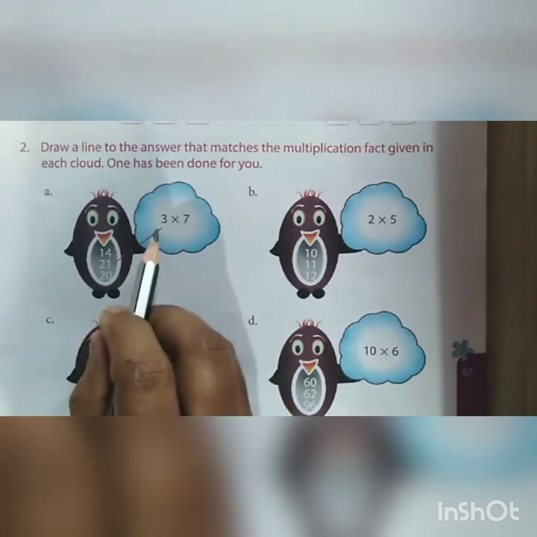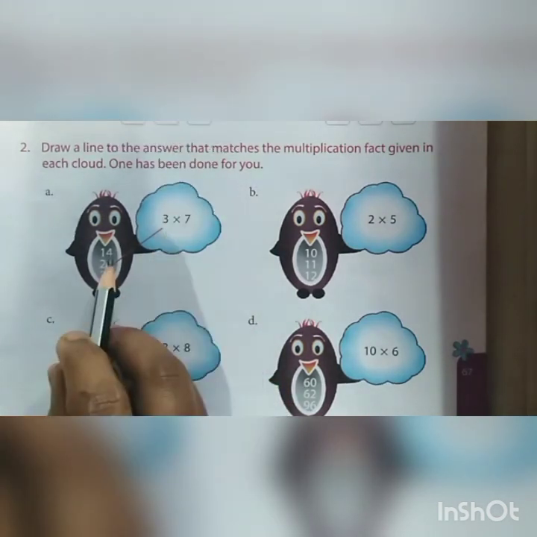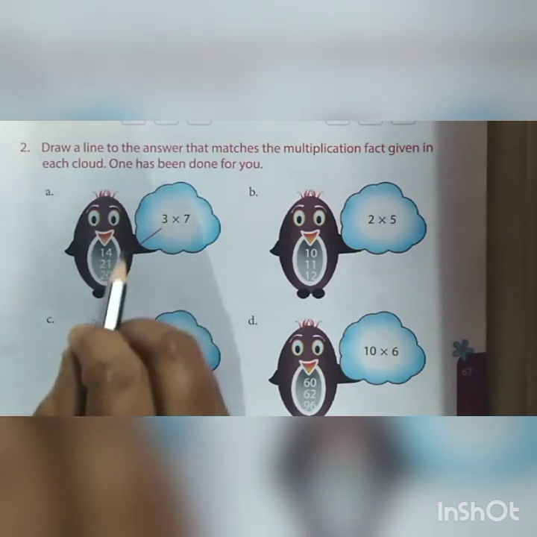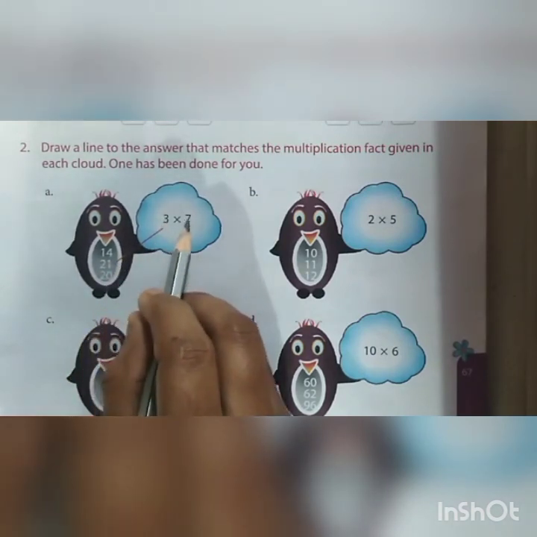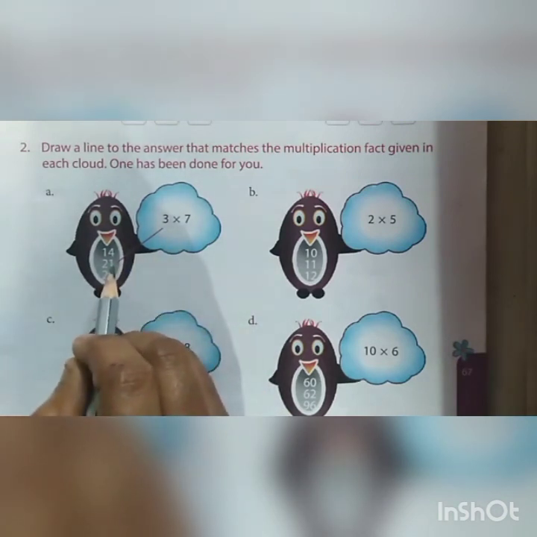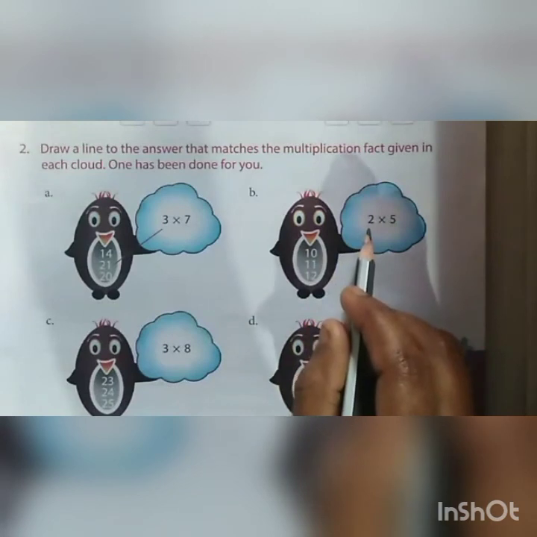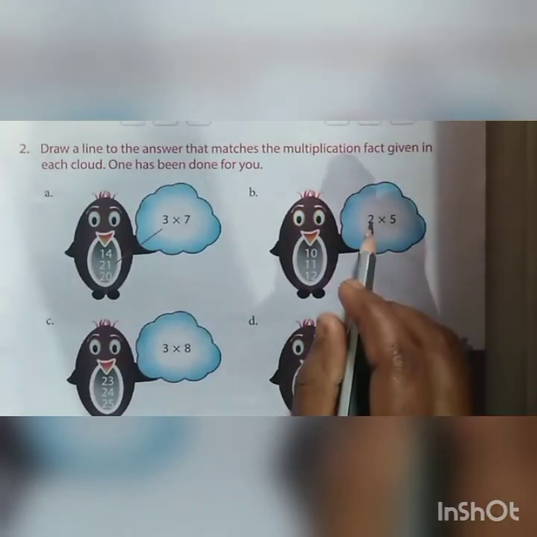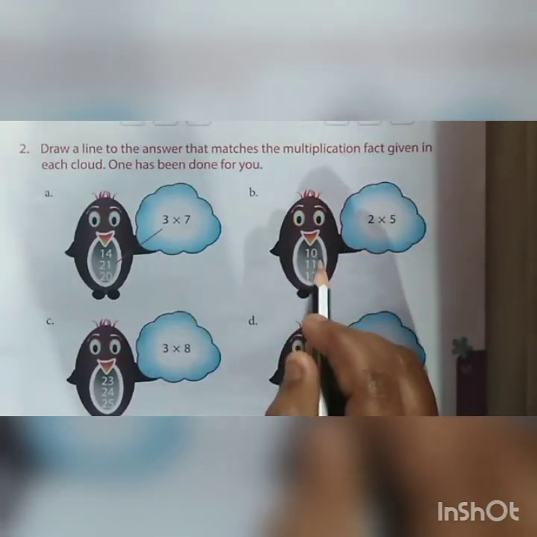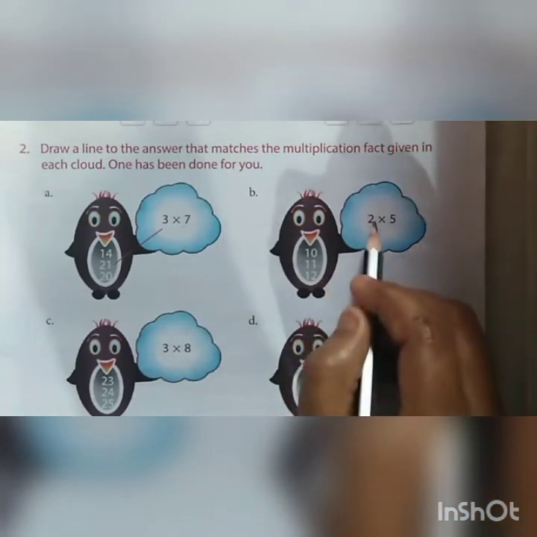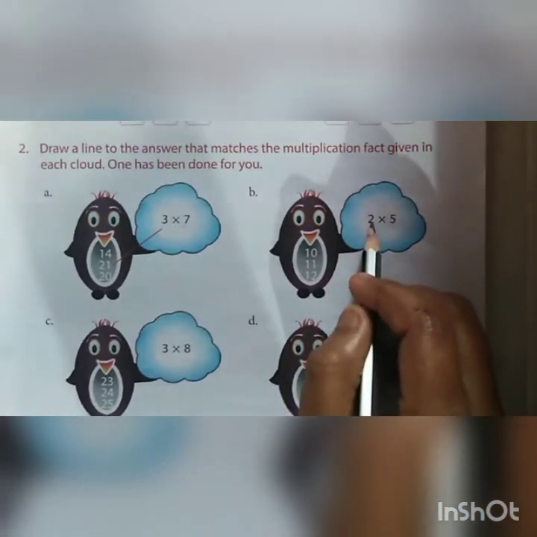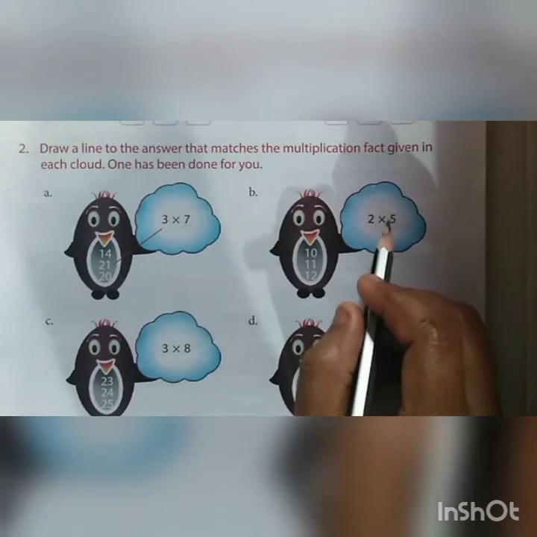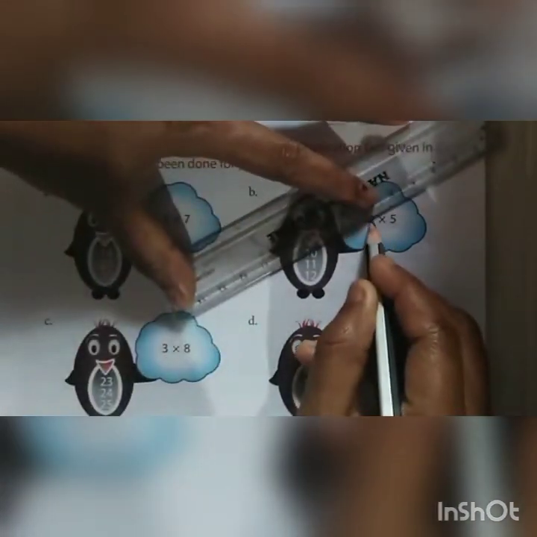The first question is 3 into 7. Here the options are 14, 21 and 20. But the correct answer is 3 sevens are 21. So we should match 21. Next question is 2 into 5. And we should choose the correct answer from 10, 11 and 12. We know that 2 5s are, yes, 10. So we should match 10.